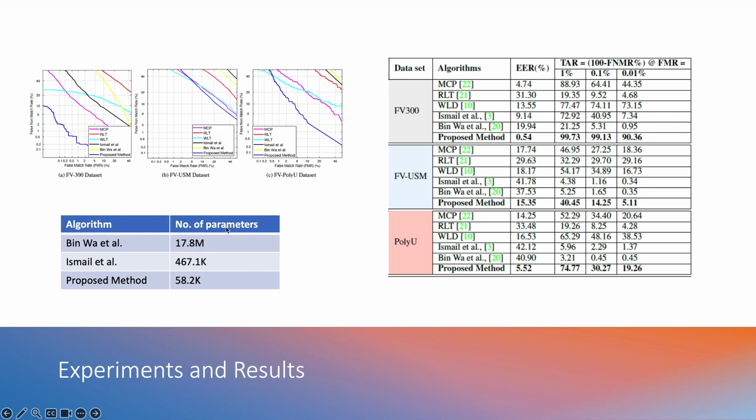When we look at the number of learnable parameters compared with the existing methods, we notice that the proposed method has a very small number of parameters, with 58.2k learnable parameters. That means our proposed method is lightweight. At the same time, it is more accurate and more robust in classifying finger vein images.